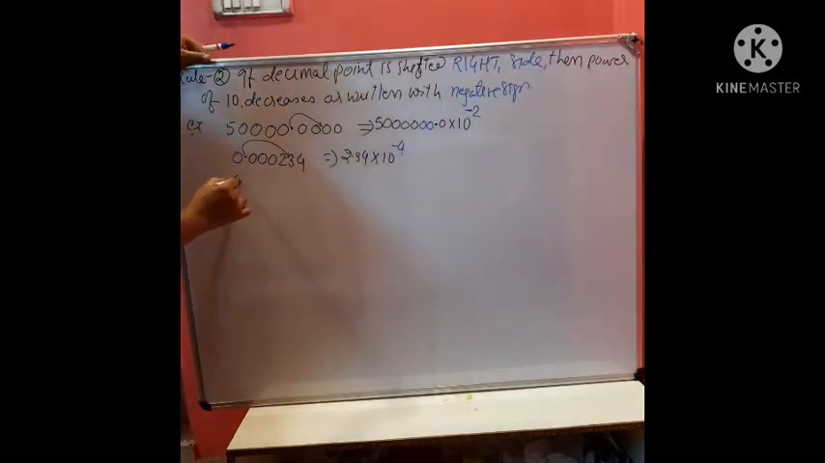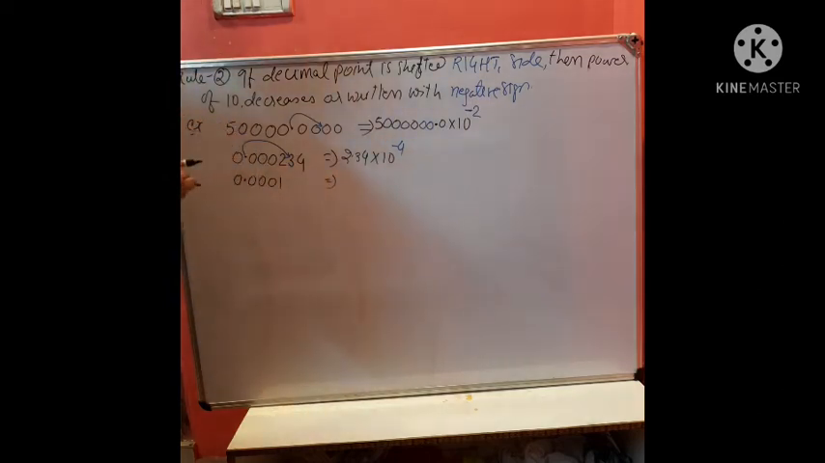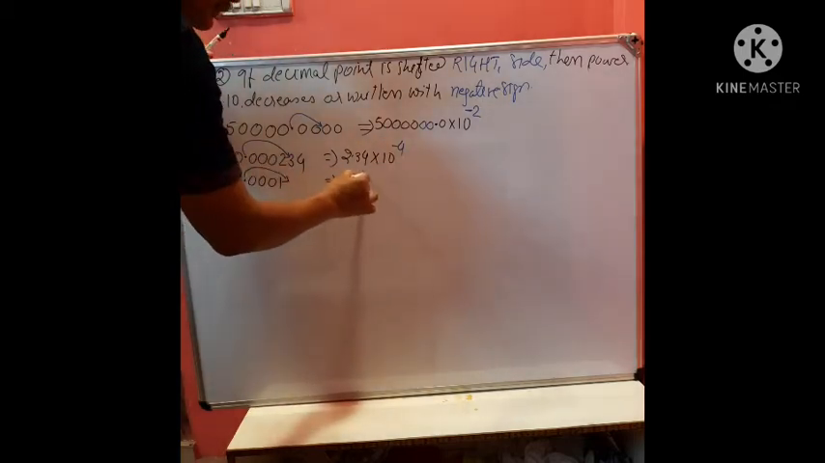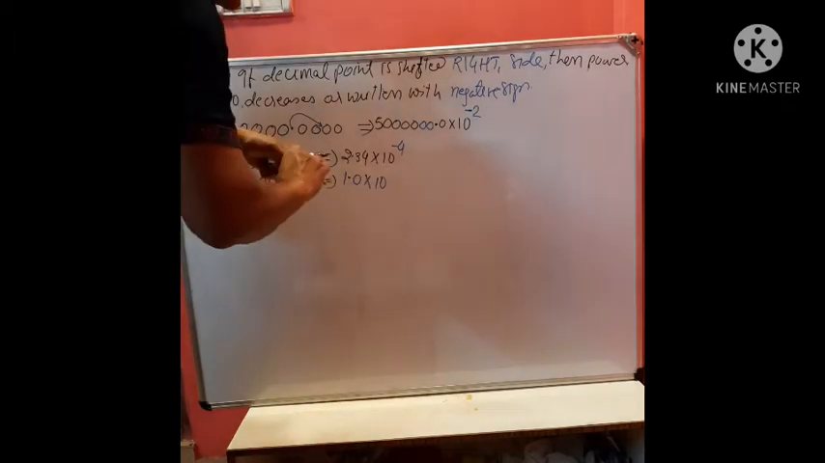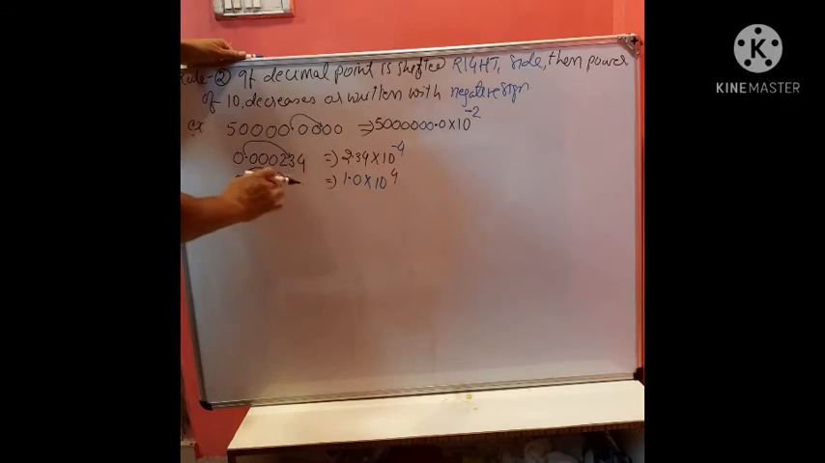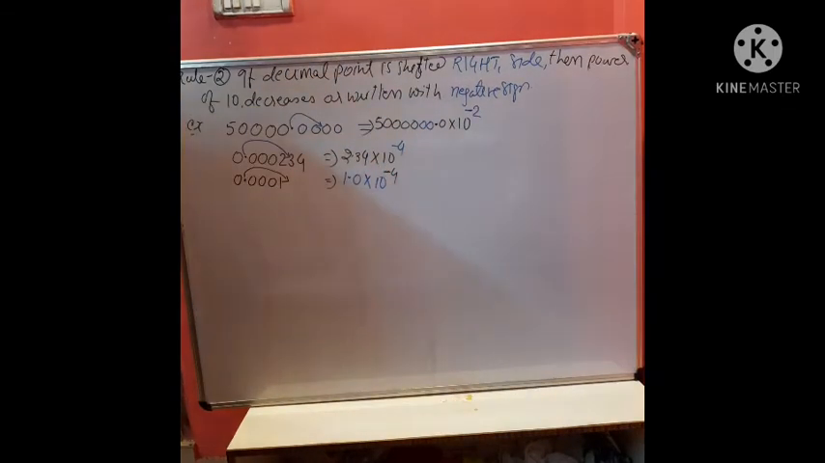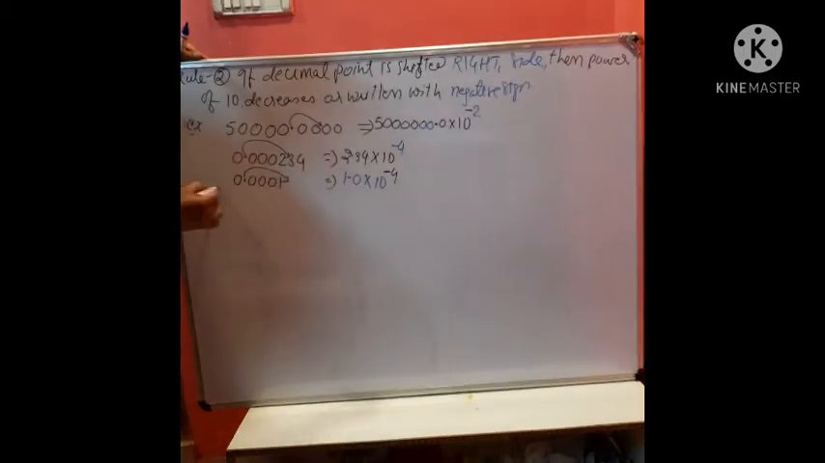Suppose I have to write 0.001. Let's shift it from here to here. Then it will become 1.0 into 10 to power, how many places? 4 places. So write here 4 and with minus sign. So 10 to power minus 4. In this way, we can express the numbers.